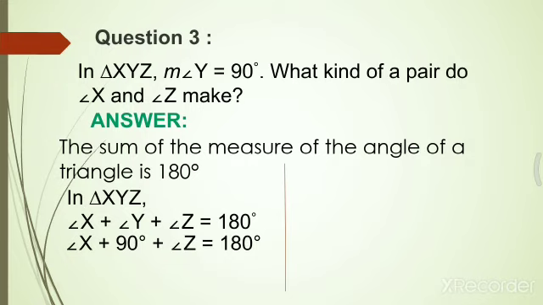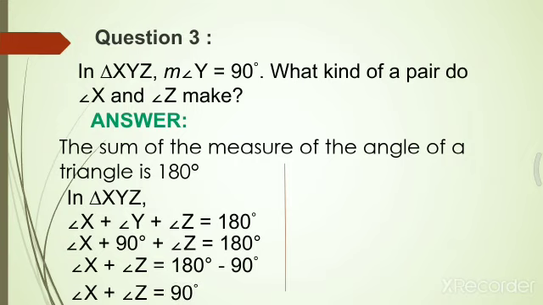Clear? Now how will you do the calculation? This 90 you have to take on the right hand side. Means you have to take that 90 with 180. So addition will become subtraction. So what you have to do? You have to subtract 90 from 180. So what you will get? You will get 90. So angle X and angle Z make the pair of which angles? That is, angle X and angle Z make the pair of complementary angles.